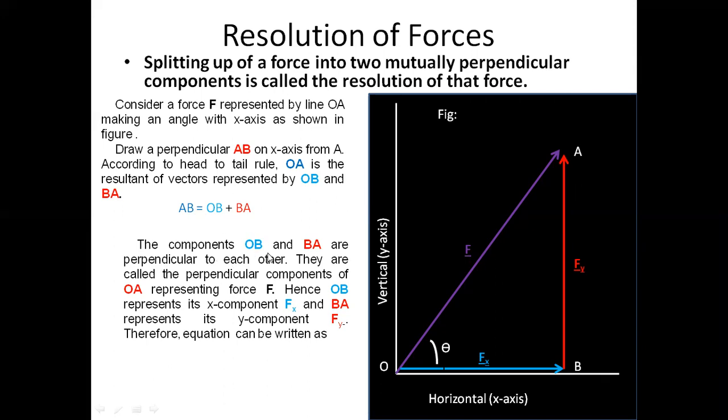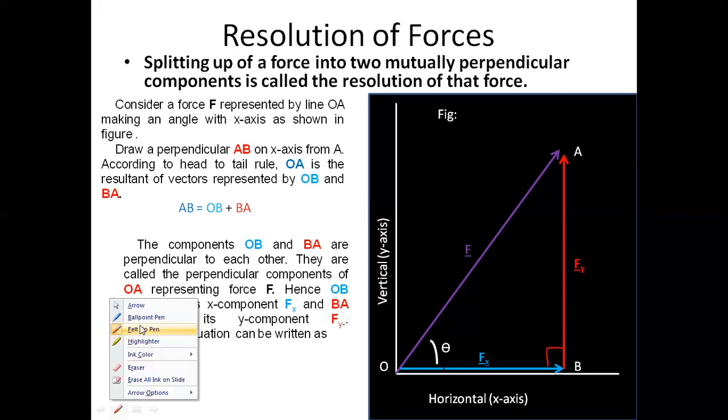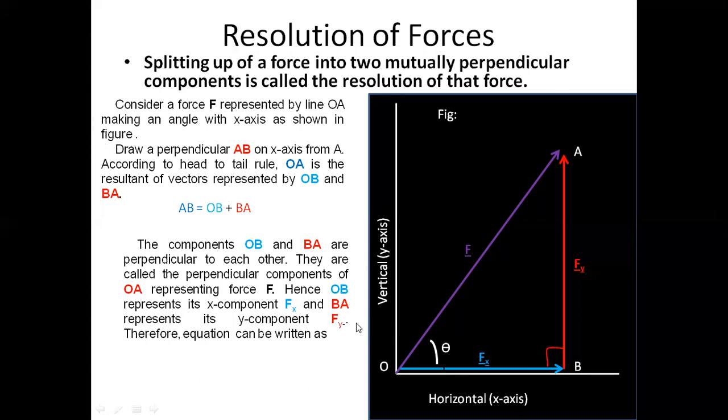The components OB and AB are perpendicular to each other. What does perpendicular mean? Perpendicular means that they have a right angle with each other. They are called perpendicular components of OA, just like in a right angle triangle. Hence, OB represents its x component as fx, and BA, its y component, is represented by fy.